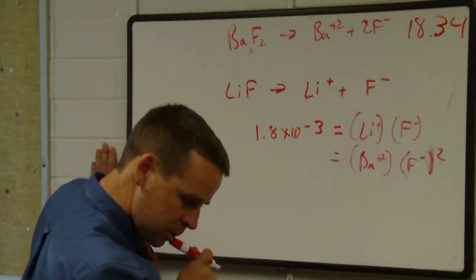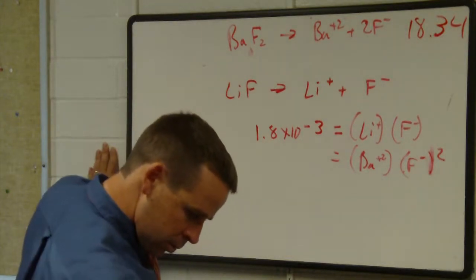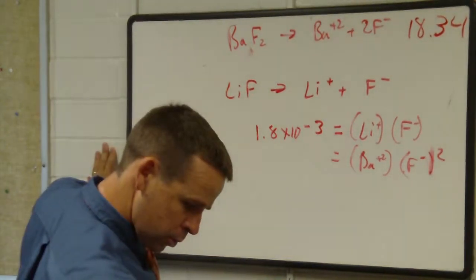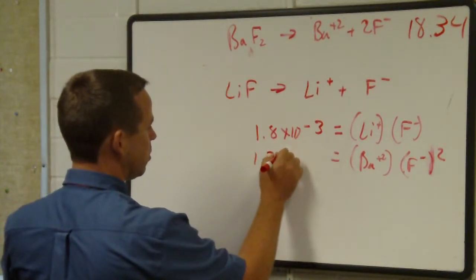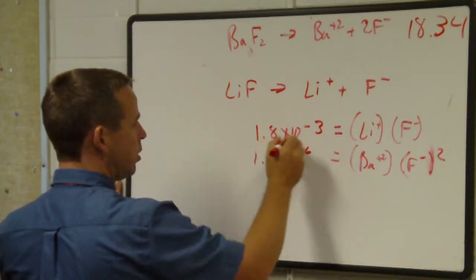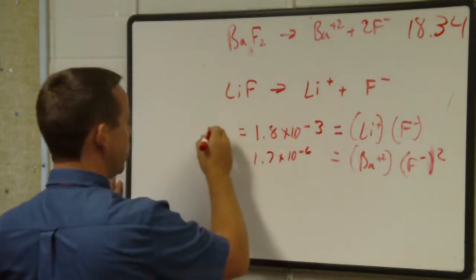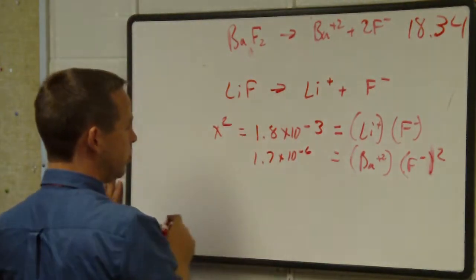All right, so this value here is going to be 1.7 times 10 to the minus 6. So the square root of this value here, because if I put x into both of those, that will be x squared. So the square root of this value will be the molar solubility of the lithium fluoride.